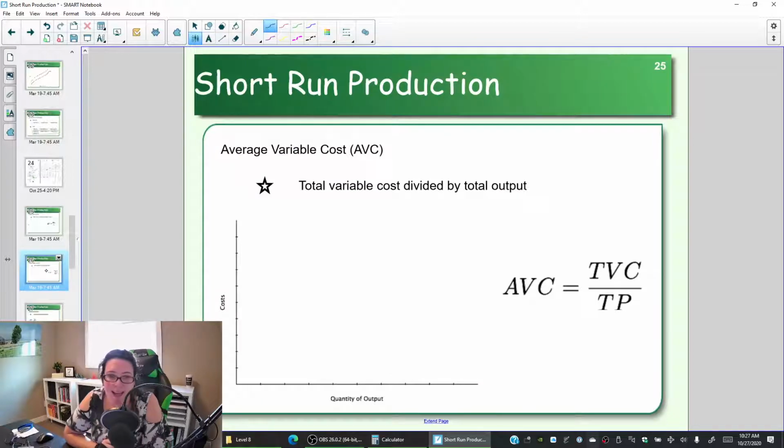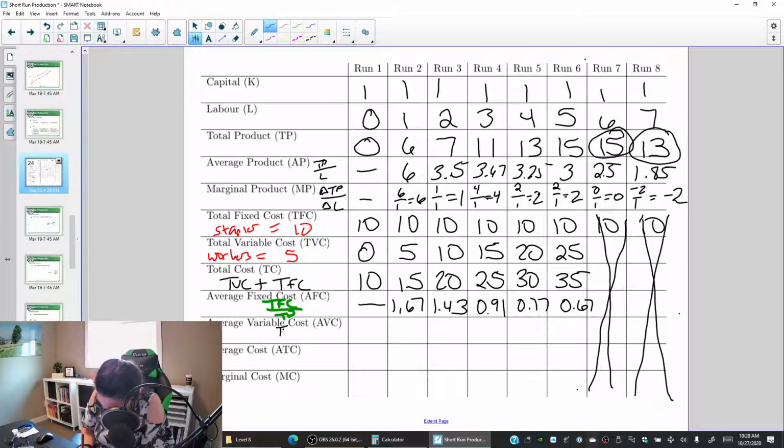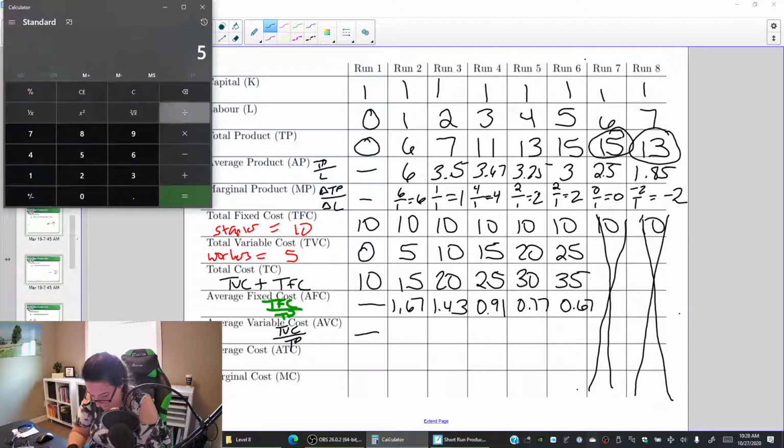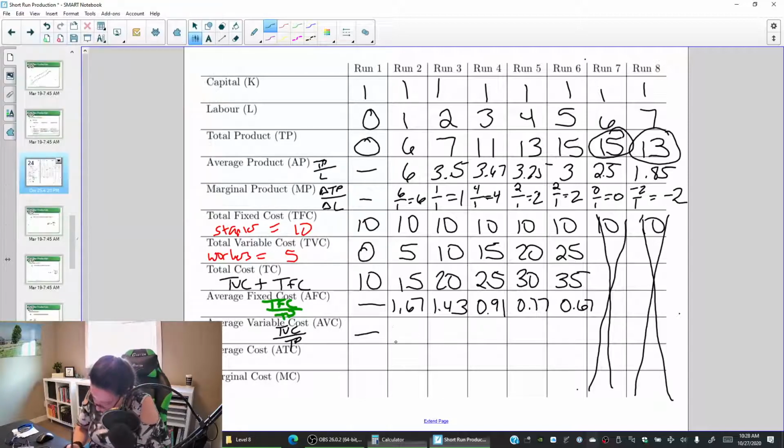So the next one we want to look at is average variable cost. Average variable cost takes the total variable cost and divides it by the amount you produce. So let's go and take our total variable cost divided by our total product. So here our total variable cost is 0. When we produce 0 and we divide by 0, it's undefined, so we skip that one. All right, we produce 6 units. Our total variable cost is 5, so we're doing 5 divided by 6, which is 0.83.